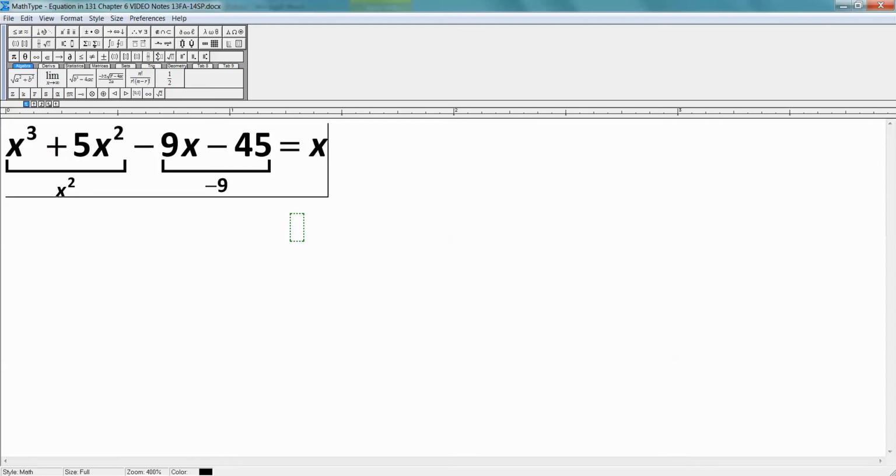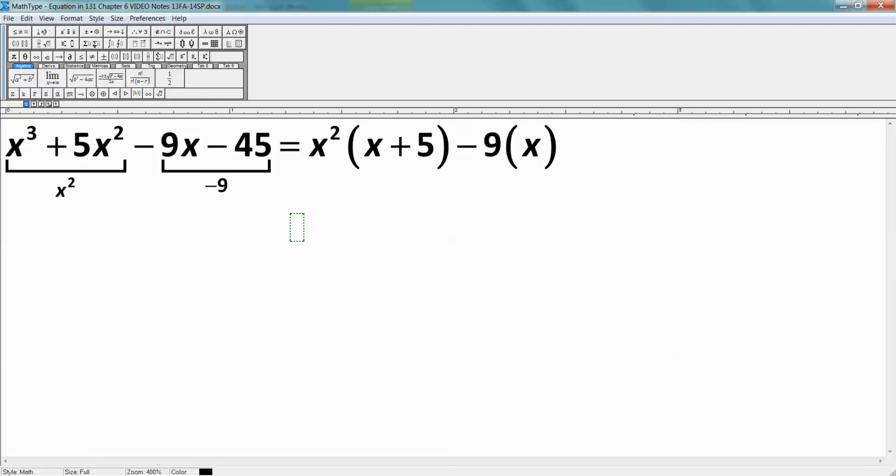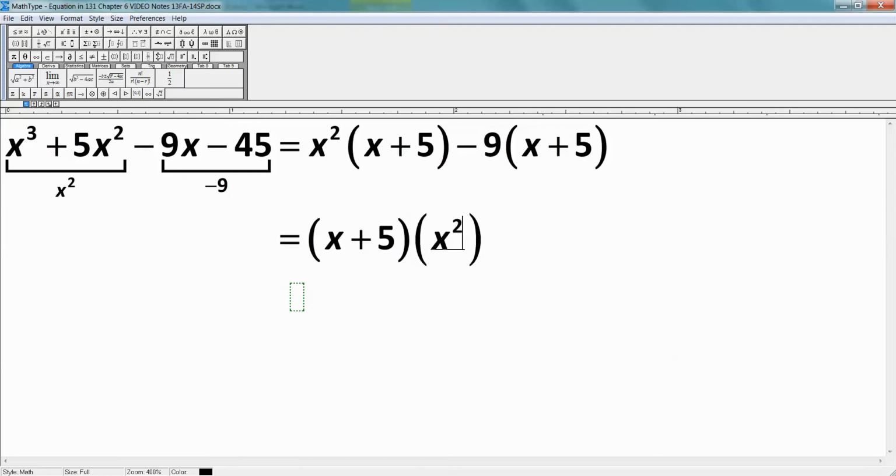All right, so if I take an x squared out of the first 2 terms, that leaves me x plus 5. Then I take a minus 9 out of the back 2 terms, and that leaves me x plus 5. Oh, how convenient. Okay, so this is x plus 5, and then x squared minus 9. Now, when we first learned factoring by grouping, we kind of stopped right there. But now we know that we have to keep going and going until we can't factor anymore. X plus 5 is unfactorable, so that's fine. Leave x plus 5. But x squared minus 9, that's totally factorable.